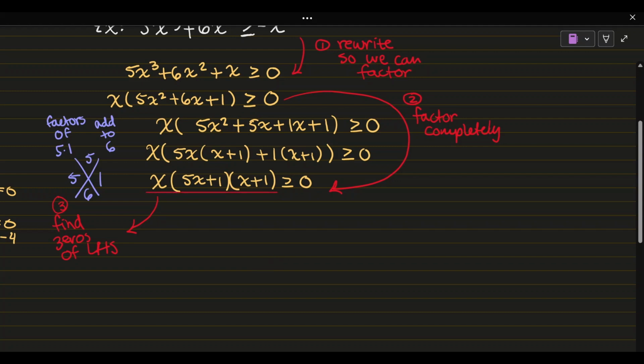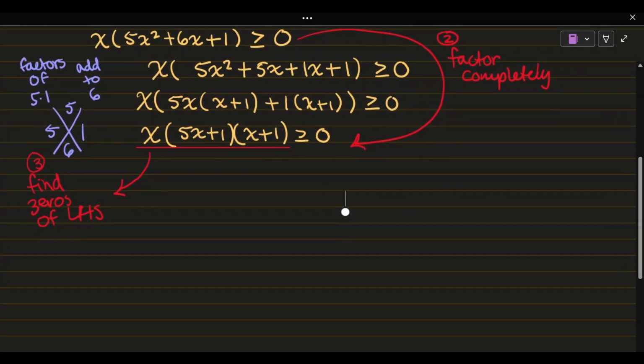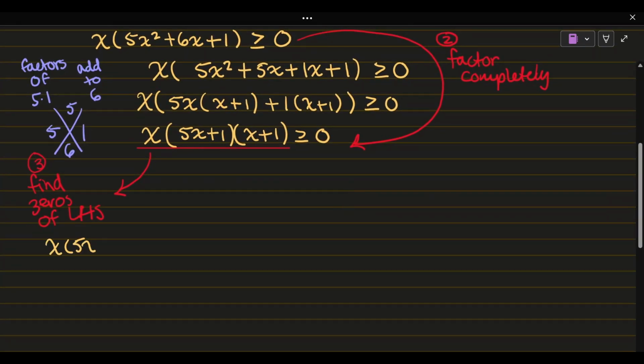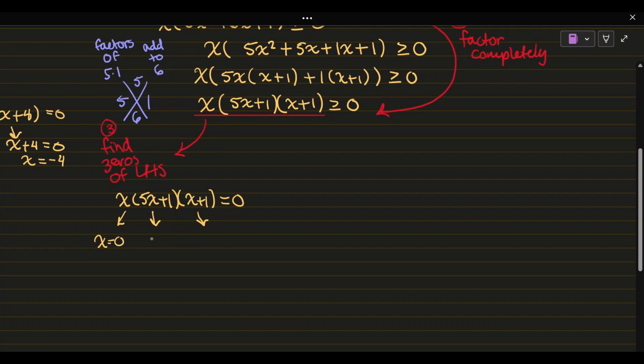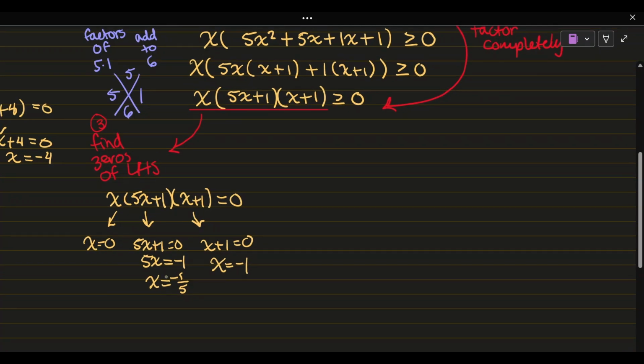Notice we did the same thing on the last problem. So we're going to take x times 5x plus 1 times x plus 1 equal to 0. Now I know that I can just, by the zero product property, set each of these separately equal to 0. So x is equal to 0, 5x plus 1 is equal to 0, and then x plus 1 is equal to 0. So subtracting 1 from both sides, 5x is negative 1, divide both sides by 5, and I get x is negative 1/5. And then I can subtract 1 from both sides of this equation to get that x is equal to minus 1. Okay? So these are my 3 zeros.